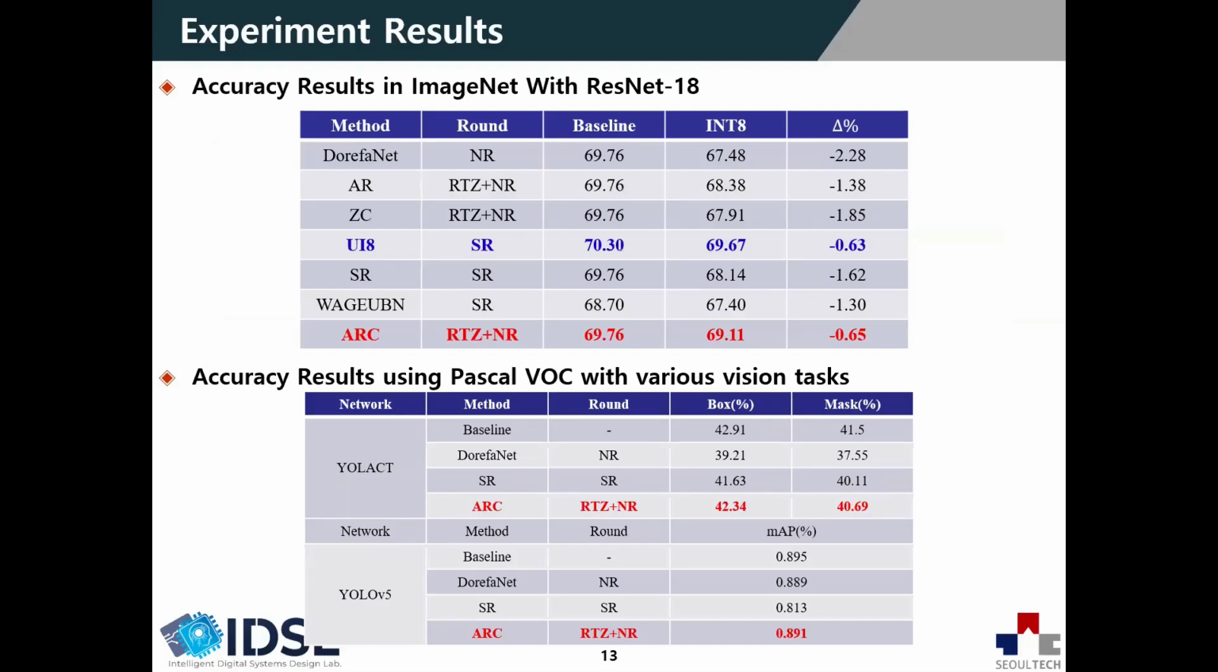We perform experiments on detection and segmentation tasks as well as classification tasks. AR and ZC refer to additive rounding and z-score-based clipping value exploration, respectively. In the ResNet-18 experiment, we achieved a higher accuracy with only a 0.65% drop compared to the baseline, outperforming most other methods. Although our accuracy is 0.02% lower than UI8, ALC used deterministic rounding, resulting in lower hardware resource requirements and latency. Furthermore, when evaluated on the Pascal VOC dataset using UNet and YOLOv5, we achieved high accuracy.